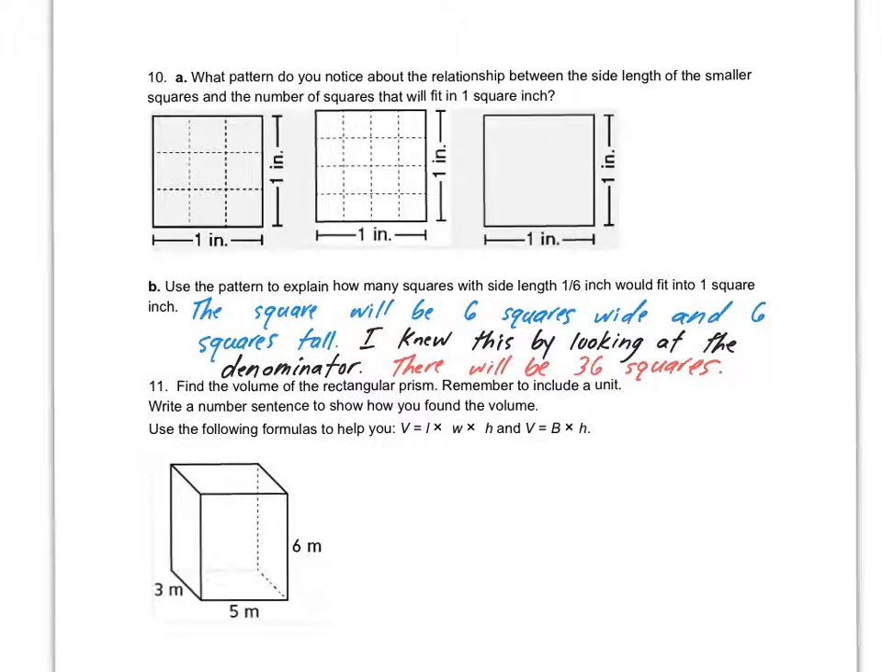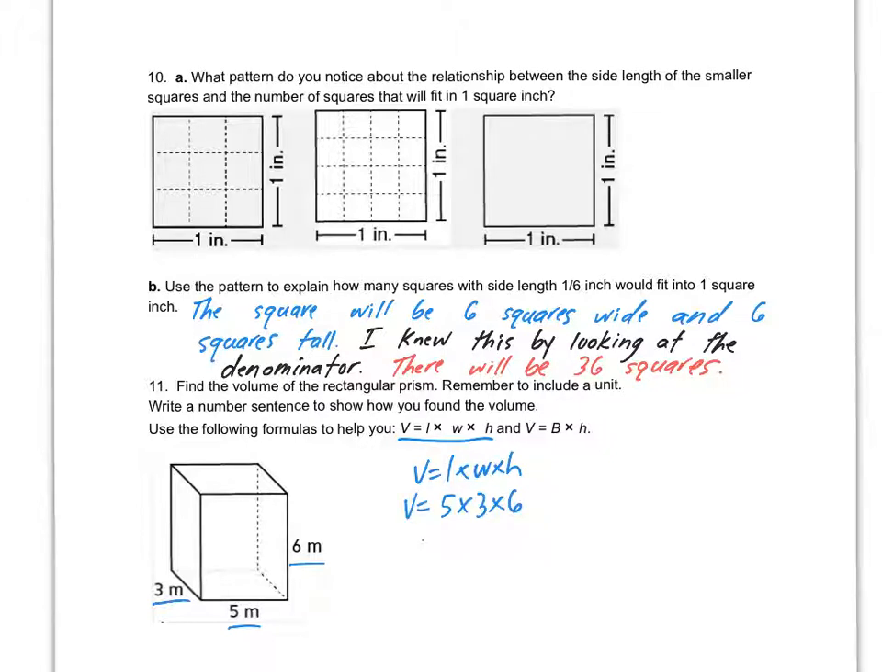Next, for number 11, we need to find the volume of this rectangular prism. We need to remember to include a unit. Write a number sentence to show how you found the volume. Use the following formulas to help you. Since we have our 3 dimensions listed, it just makes sense to use volume equals length times width times height, which will be 5 times 3 times 6.